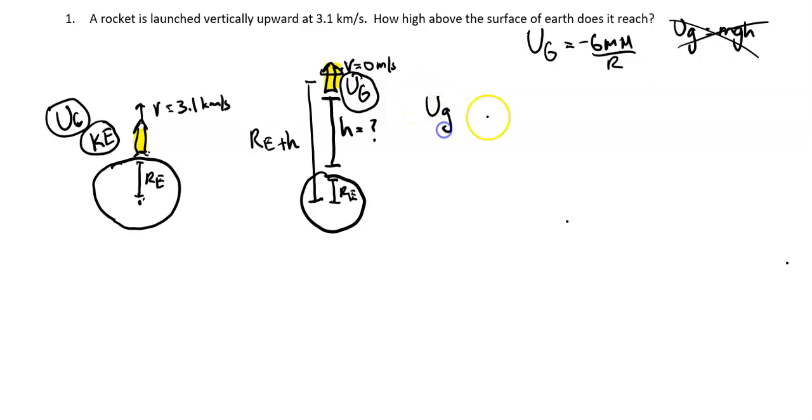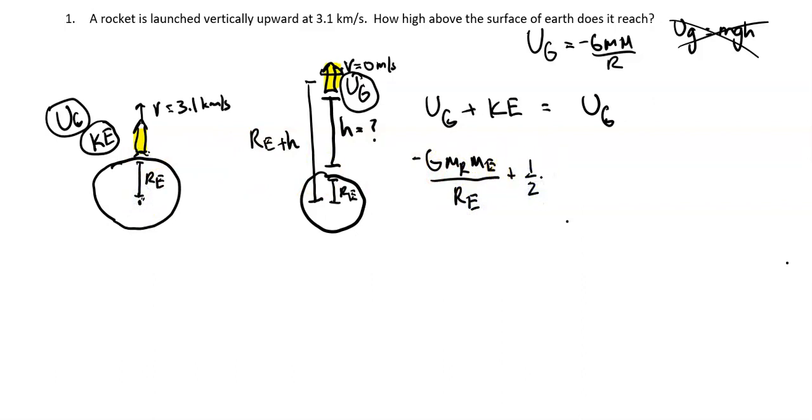So we have UG, and I should use a big G because that's what we're dealing with. UG plus KE equals UG. No KE at the highest point. So we have negative G, what? Mass of the rocket, mass of the Earth, over radius of the Earth. So at the first position, that's the distance from the rocket to the center of the Earth, plus 1/2, what? Mass of the rocket times velocity squared equals what? Negative G, mass of the rocket, mass of the Earth, divided by the total distance, which is the distance from the rocket to the center of the Earth, which is going to be RE plus H.